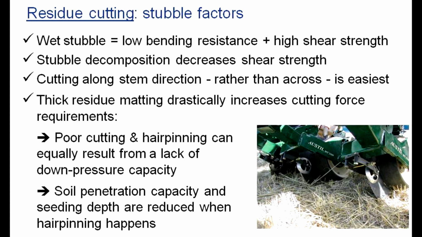We know also that cutting along the stem, or at a slight angle to the stem direction, is easier than at right angle. So that has implications for how you drive, perhaps in relation to how the stubble has been laid over, especially in the wheel tracks of a header. And the matting of residue is the main source of problems. The thickness of the residue mat is very hard for the seeder to deal with. It all relates to what the seeder can do in terms of penetration capacity, so how much weight is available on the machine and how much of that weight can be applied to each unit.